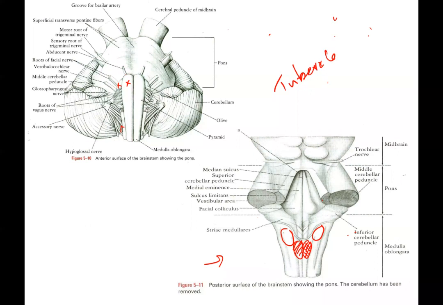Tubercle. Okay. So this is the gracile tubercle and this is the cuneate tubercle. Now underneath these tubercles, you get a collection of nerve cell bodies. These are collections of nerve cell bodies of some of the ascending sensory nerve tracts.